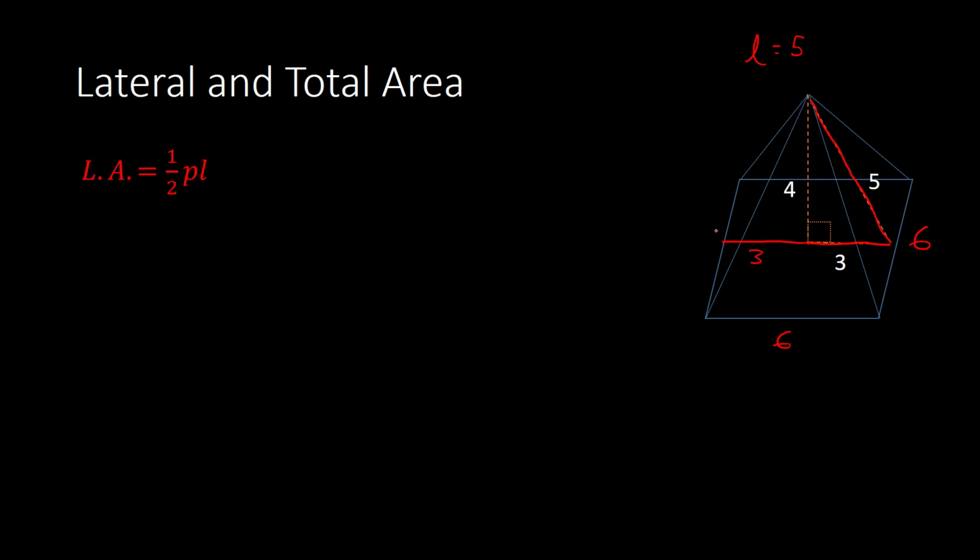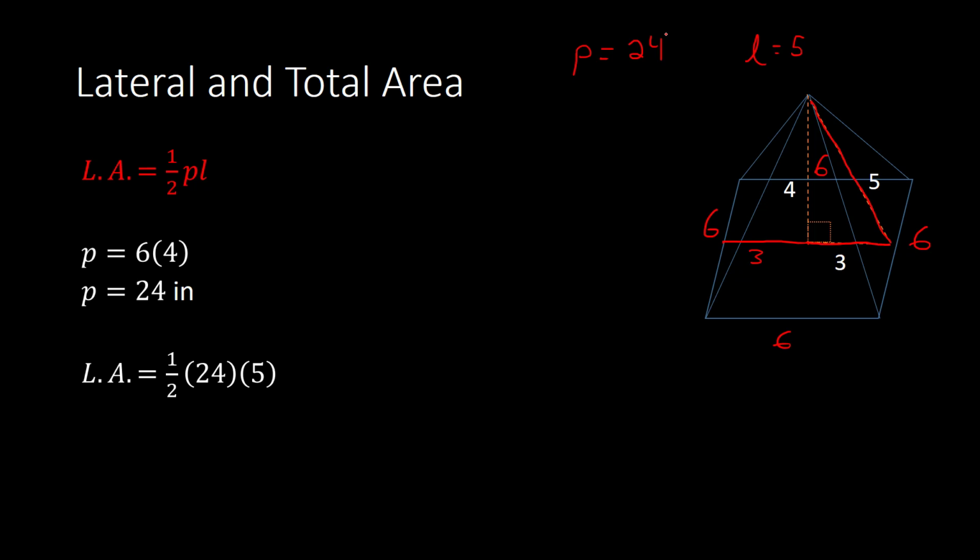So this is also 6, that is 6, and then back here is 6. So the perimeter would be 4 6s put together, or 4 times 6, which gives me 24. So I plug a 24 and a 5 in, and I'm going to get 12 times 5, which gives me 60 square inches.